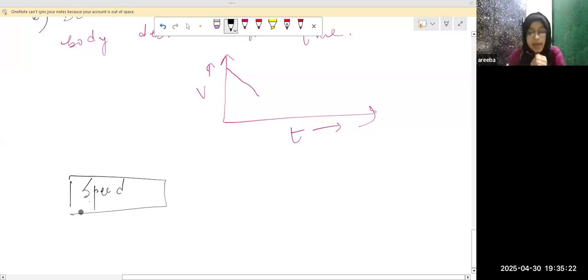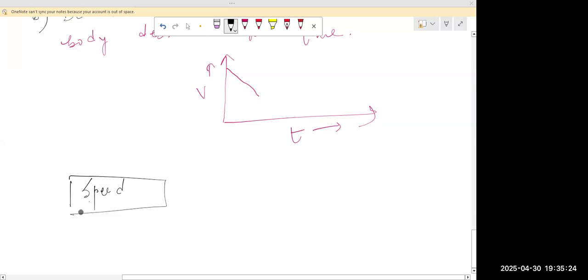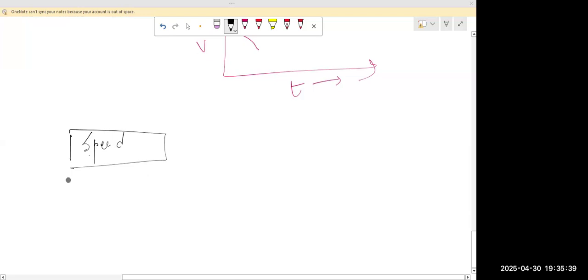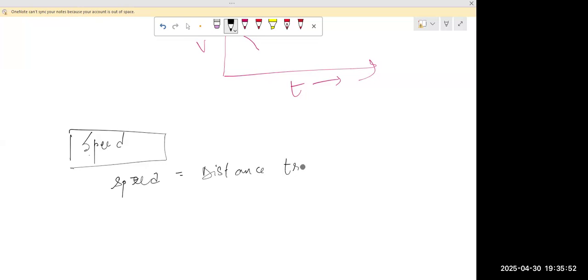And if the body is executing uniform motion, then what will my speed be? My speed will be constant, right? Yes, constant, just like the example I gave you of 2 meter per second, remember? So speed is distance traveled by time, the basic definition which we studied in our junior classes as well.